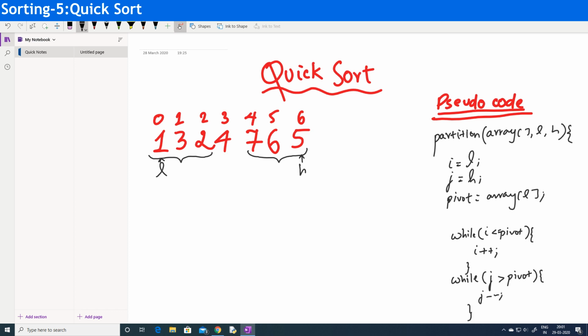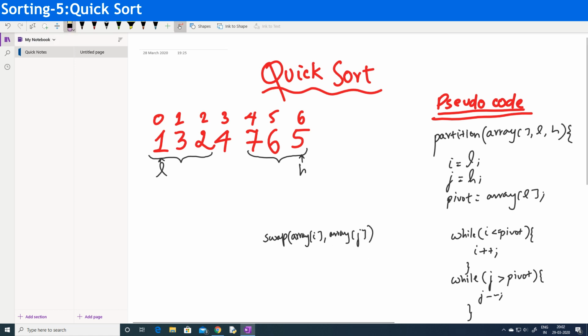And when j finds that an element is less than pivot, it stops. And when these two stop, I'll write the remaining code over here. So when these two stop, we need to swap the elements in their positions. Correct. So swap array of I, comma array of j.